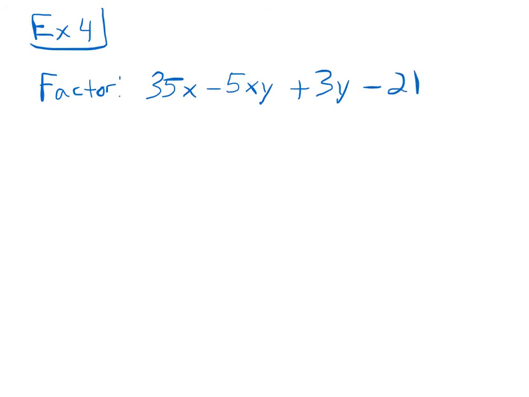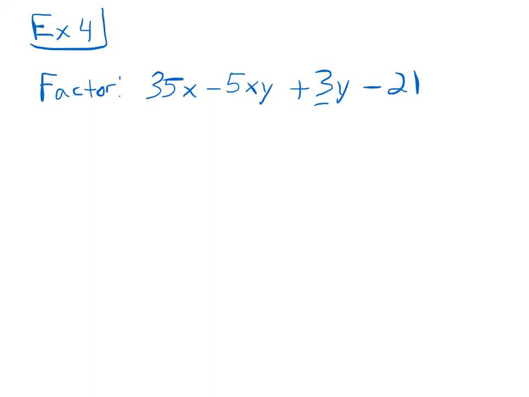Again, the very first thing that we should do is look and see, is there a common factor to all 4 of these terms? Start with the lowest number here. Does 3 go into all of these terms? And the answer is no. 3 doesn't go into 35, it doesn't go into 5, it does go into 21, but it has to go into all of them. Do they share a common variable, all 4 terms?